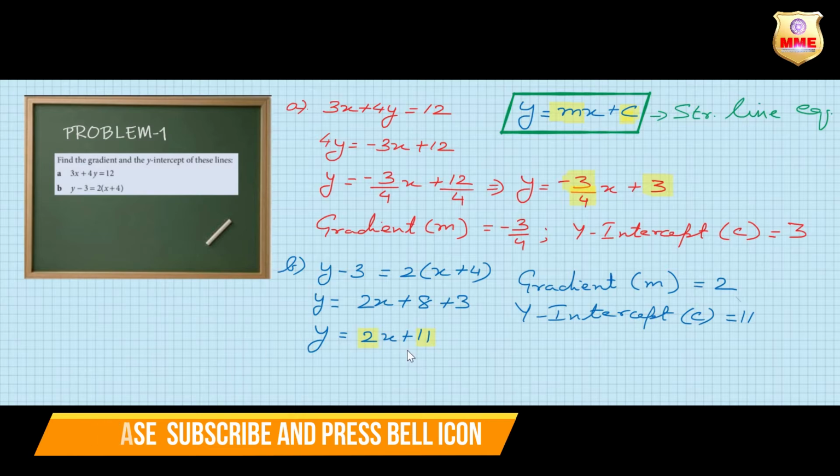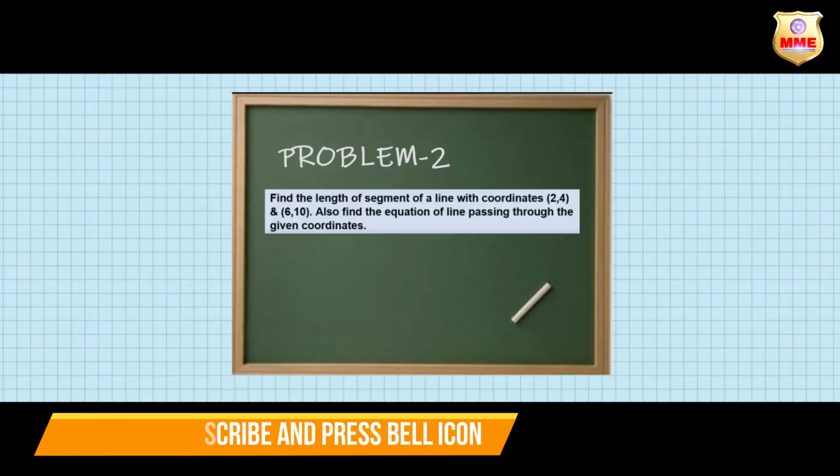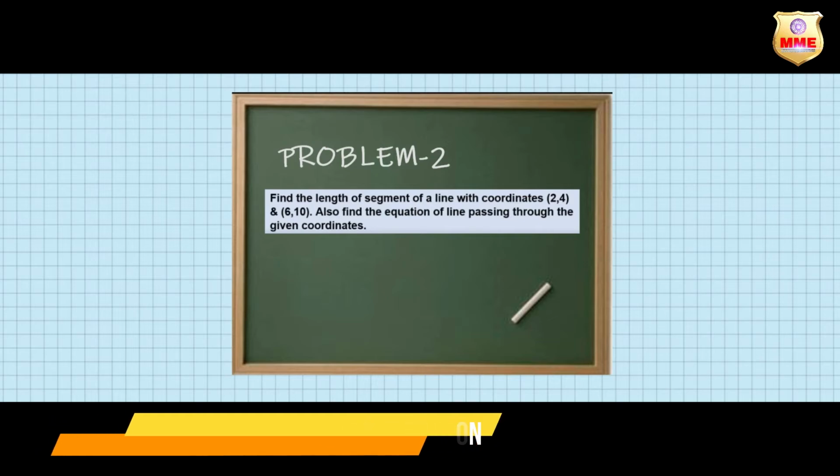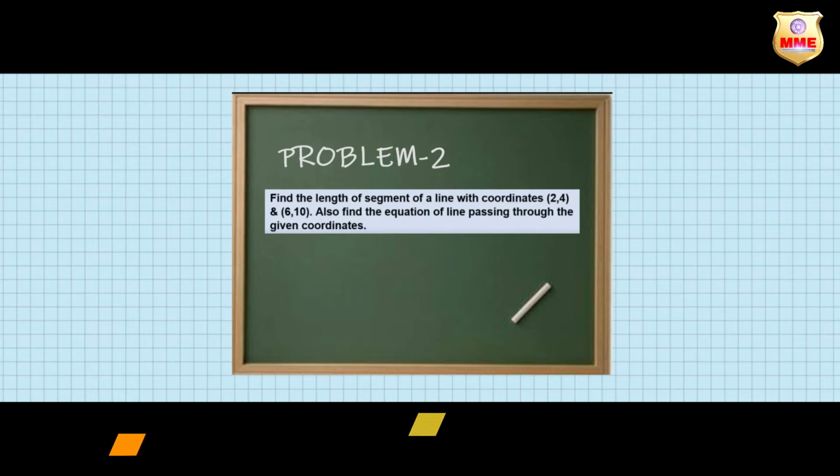Now friends, we come to the next typical problems on straight lines. Here we have to find the length of a line segment between two coordinates and also find the equation of a line which is passing through the given coordinates. So our problem is, as you can see here, find the length of a segment of a line with coordinates 2, 4 and 16. Also find the equation of the line passing through the given coordinates.